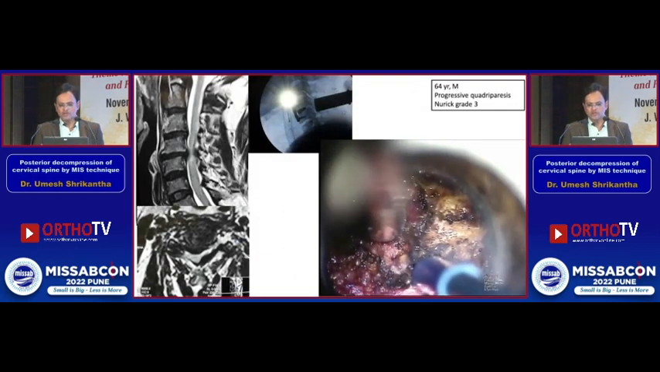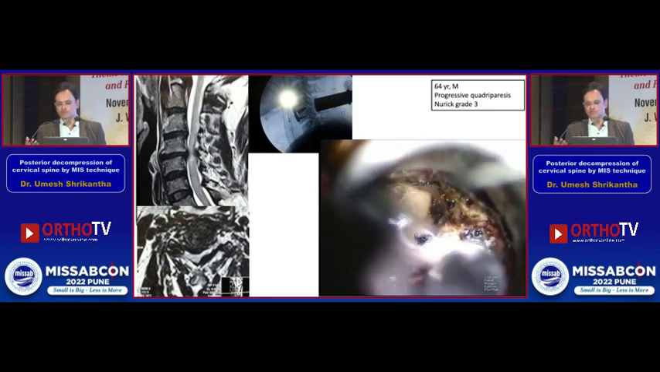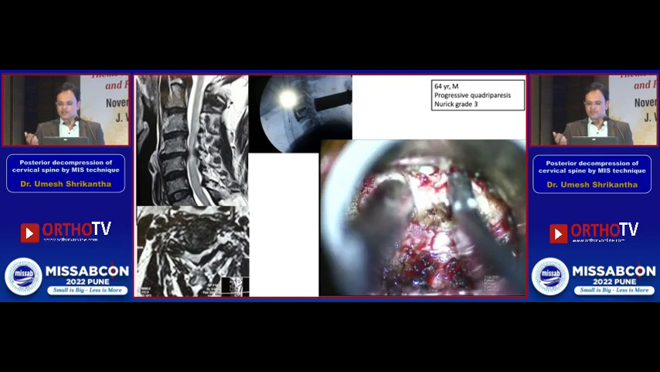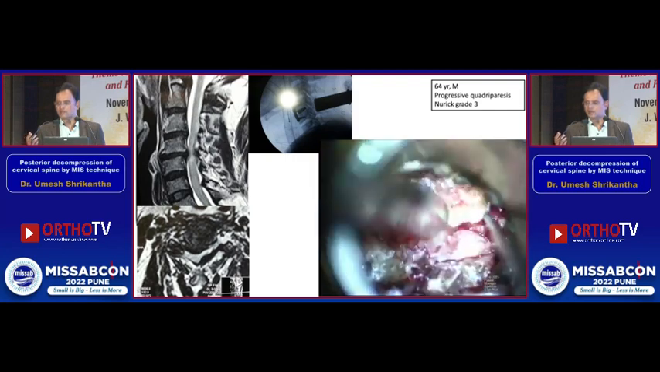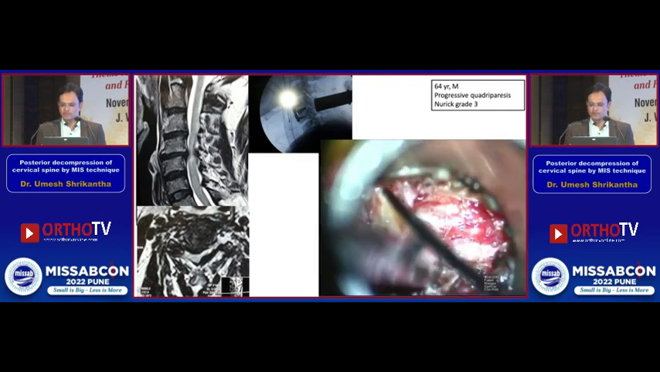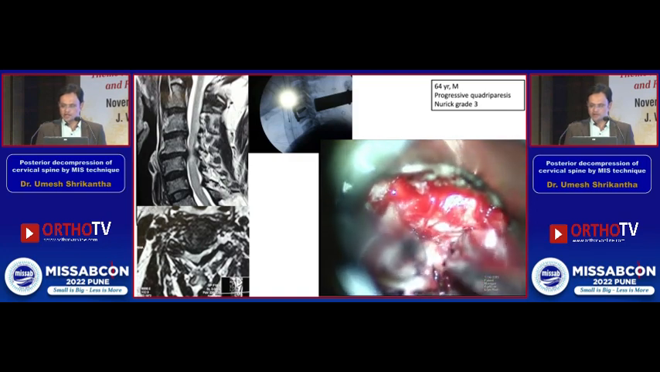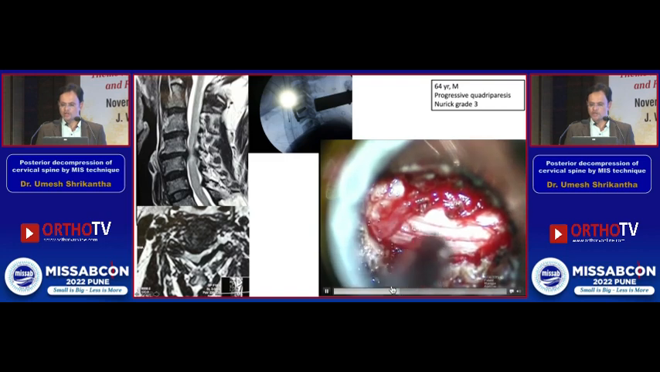So what we did was we started with simple cases where we required an anterior and a posterior approach. This is one of the cases where we did an ACDF and required a posterior decompression as well because of the unilateral compression there. This is a small surgical video which is showing that we have decompressed the ipsilateral level. This is the ligamentum flavum that is being removed, and the ipsilateral cord decompression is done.